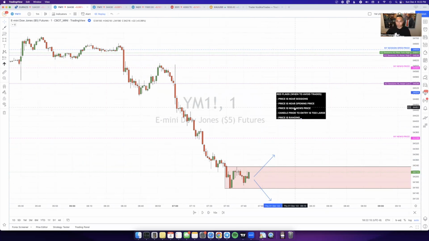So that's why we have these red flags here. It's better to just avoid them because you have to keep in mind that with trading, it's all about risk management. You have to avoid the bad trades and capitalize on the good trades.